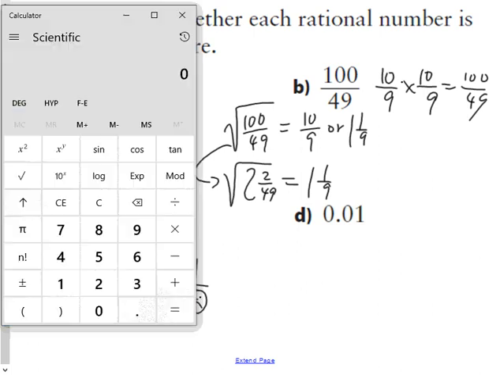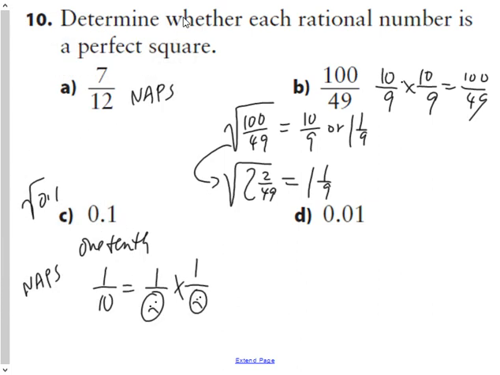And if I want to check my calculator, I say, what is the square root of 0.1? It gives you an irrational number, a non-repeating, non-terminating decimal.